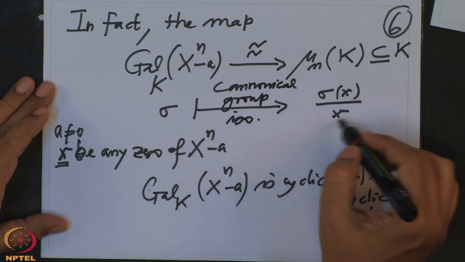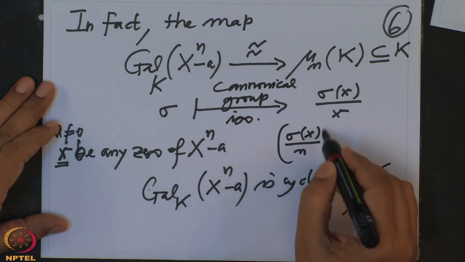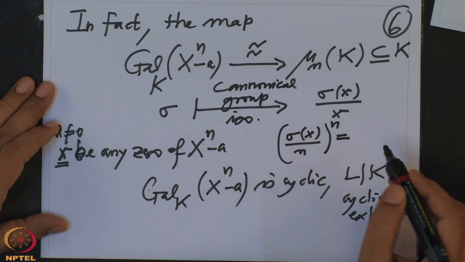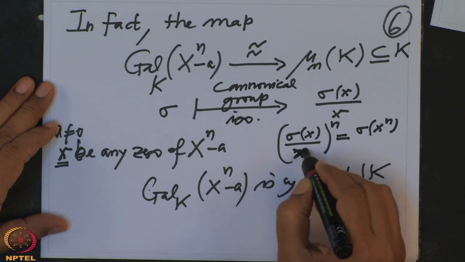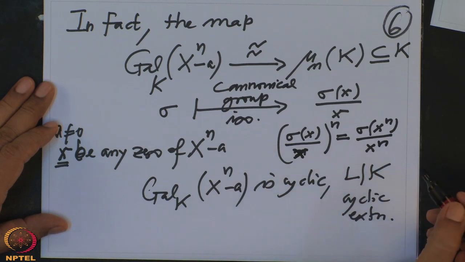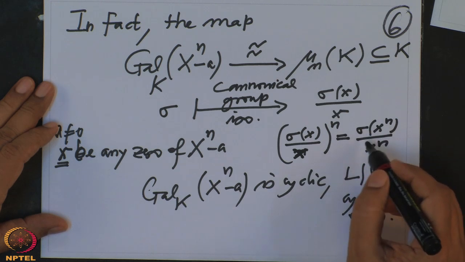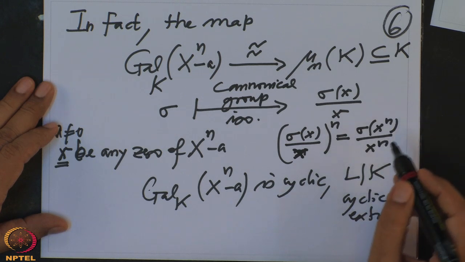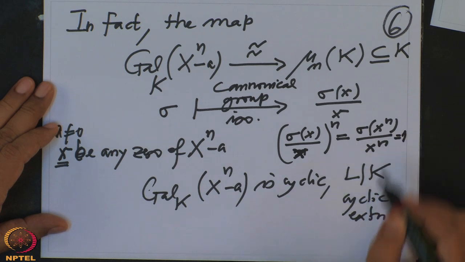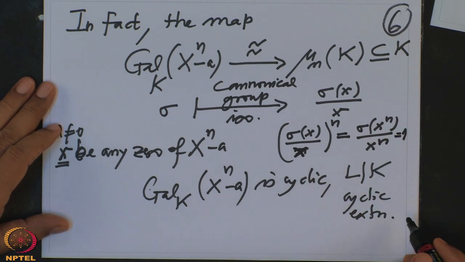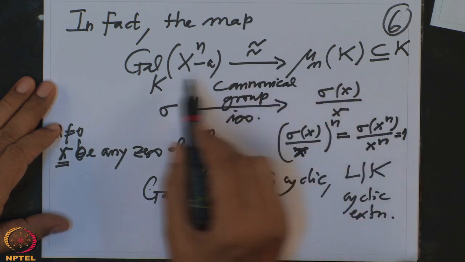It is clear that this is the nth root of unity because you raise it to n. When you raise this to n, what will it be? This is sigma of x power n divided by x power n. But x power n is a, and sigma of x power n will be sigma x whole power n, which is a. So this is 1. Right? So therefore this map is indeed a map here.